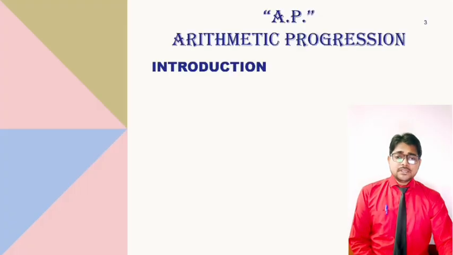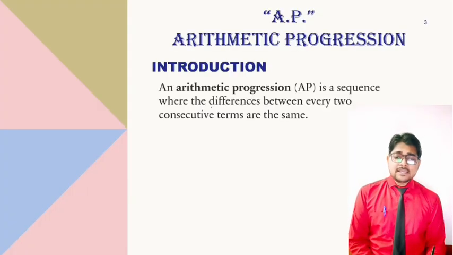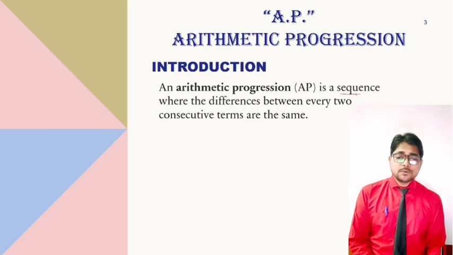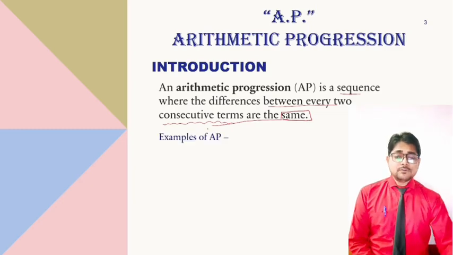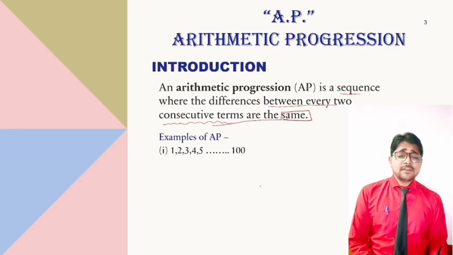So let's begin. The introduction of AP: an arithmetic progression is a sequence where the difference between every two consecutive terms is the same. Remember this thing, the difference between consecutive terms remains the same. Let me give you one example. We have one AP like 1, 2, 3, 4, 5 and up to 100. Let me take any two consecutive terms, like 1 and 2, and let's differentiate them. So 2 minus 1, we get 1.